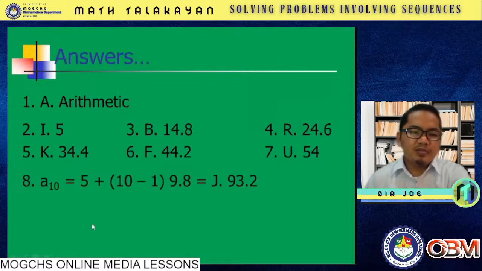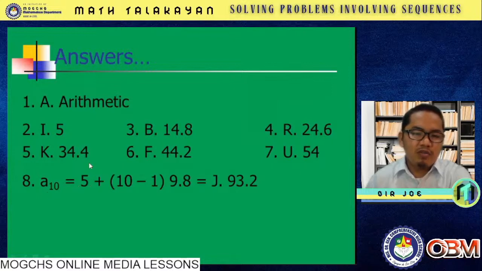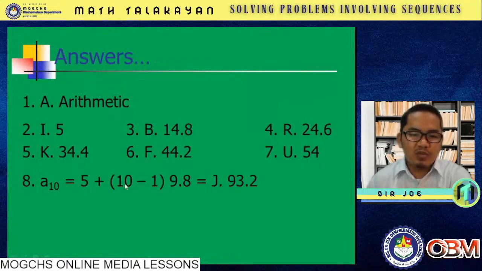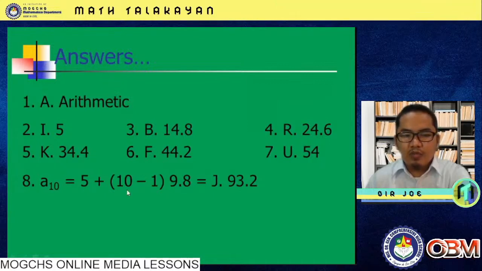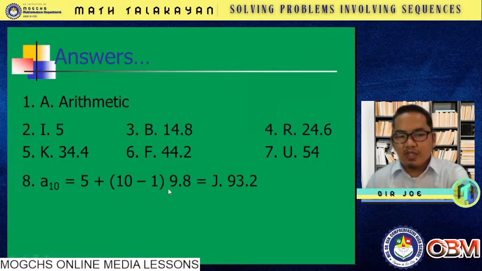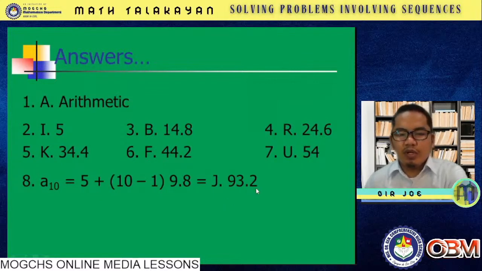For number 8, we have our 10th term. So our first term is 5 plus 10 minus 1, since we're looking for the 10th term, times our common difference, which is 9.8. So that will be 10 minus 1 is 9, times 9.8, plus 5 is equal to 93.2, which is letter J. Very good.